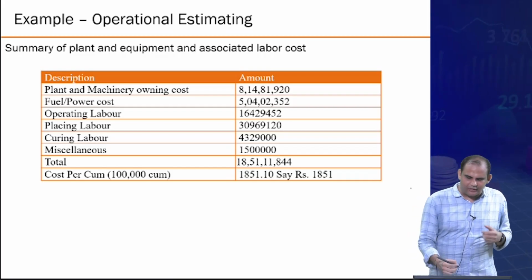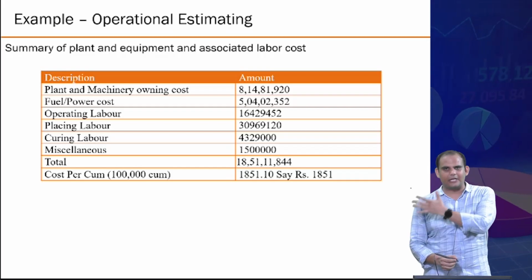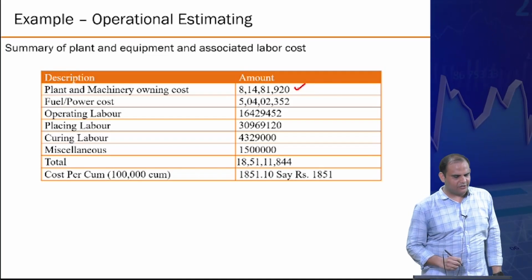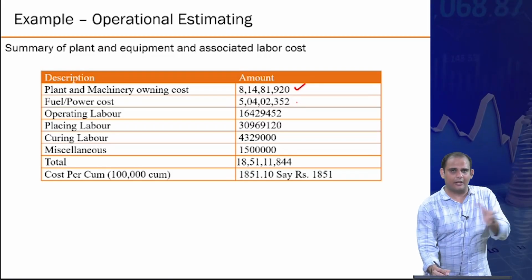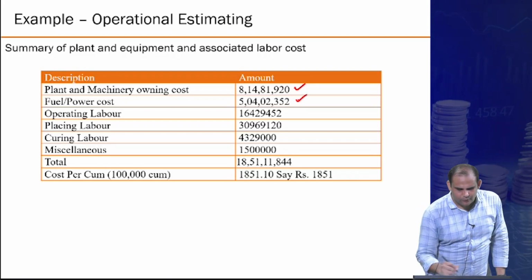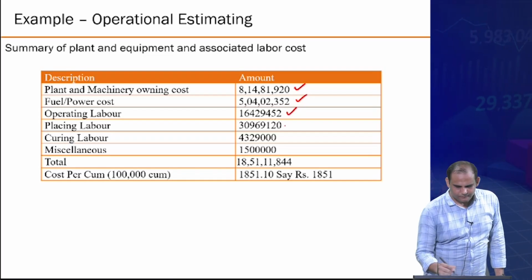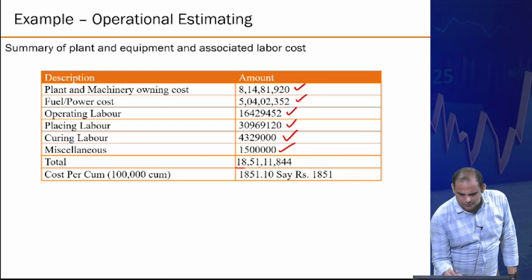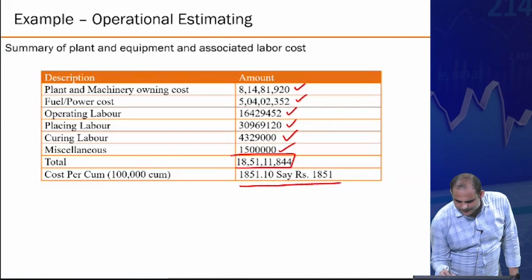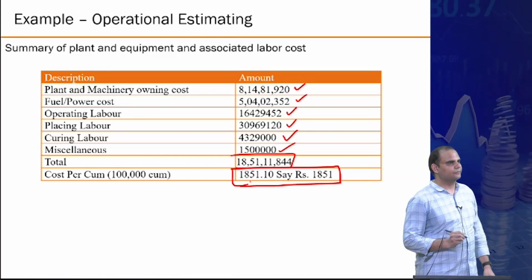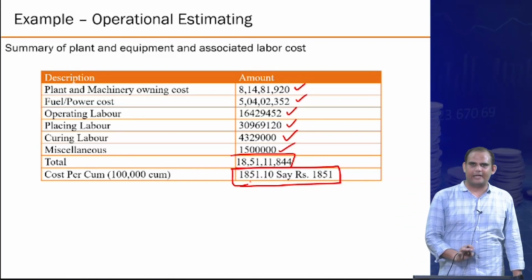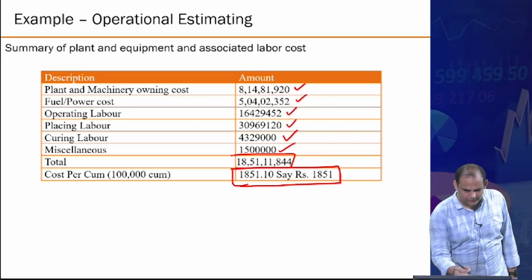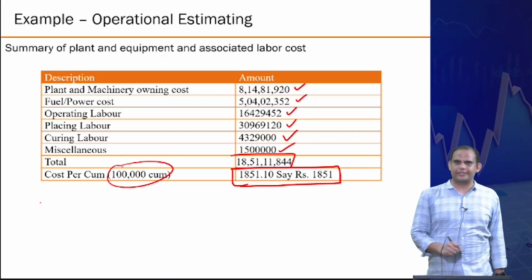So this is just the summary of plant and equipment and associated labor cost for concreting work. Your owning cost of plant and machinery was this. I'm just consolidating all the numbers from previous tables: fuel and power cost, operating labor, concrete placing labor, concrete curing labor, miscellaneous. The total per cubic meter is 1851 rupees per cubic meter for 1 lakh cubic meter of estimations.